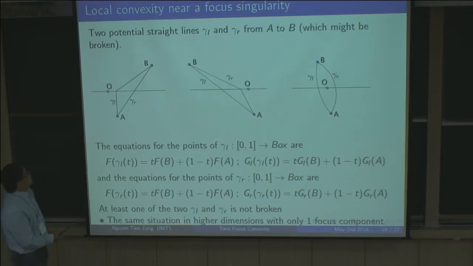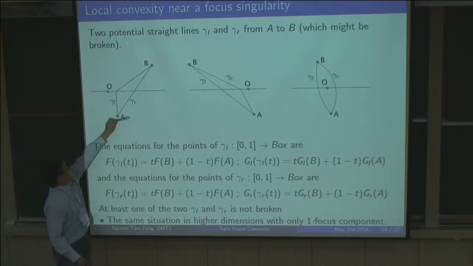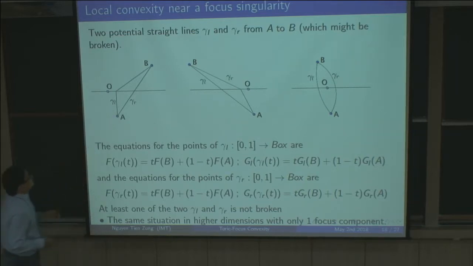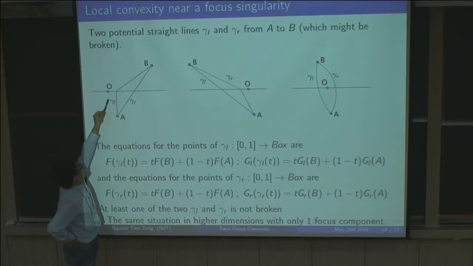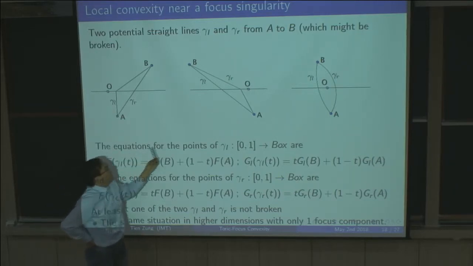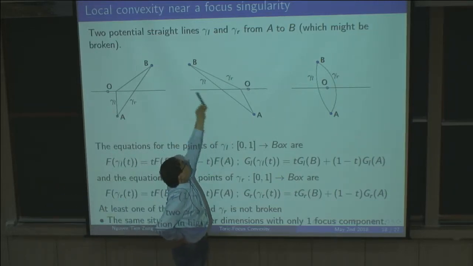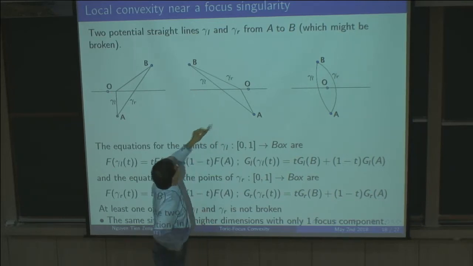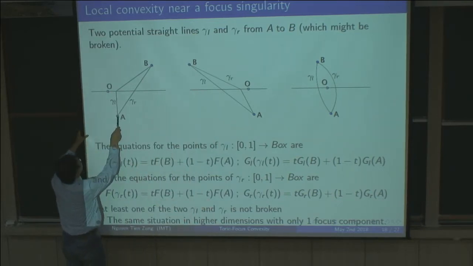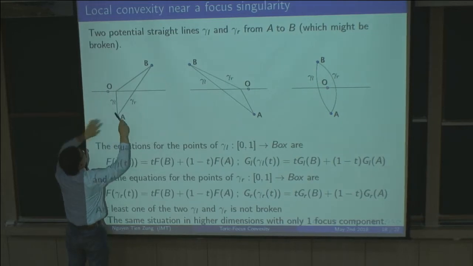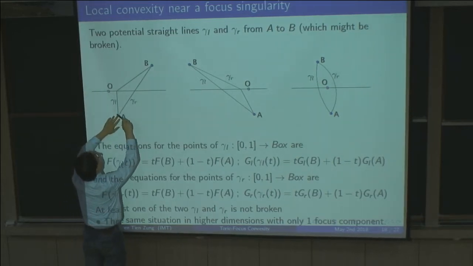So here's a proof in the case of dimension 2. You want to connect A to B, okay? So you want to go on the right or on the left. Then it might happen that when you go on the right, it's okay, when you go on the left, it gets broken. Or when you go on the left, it's okay, on the right, it gets broken.